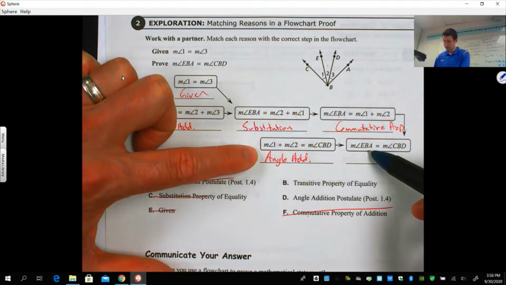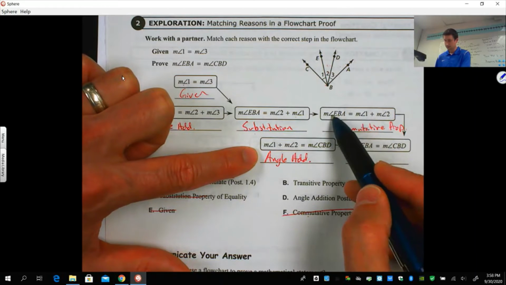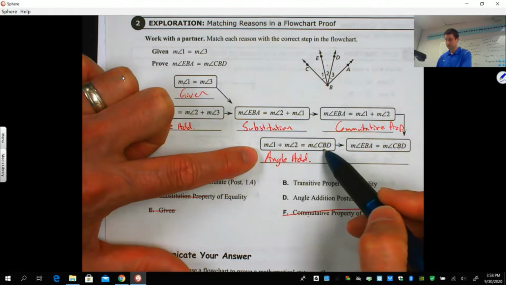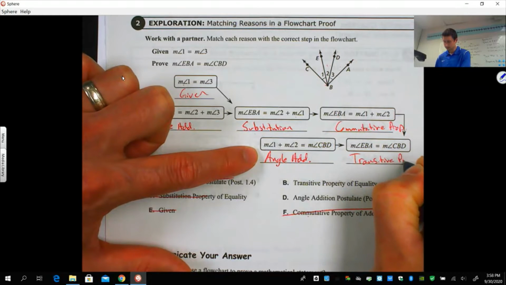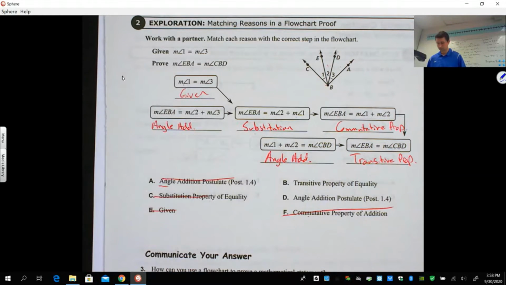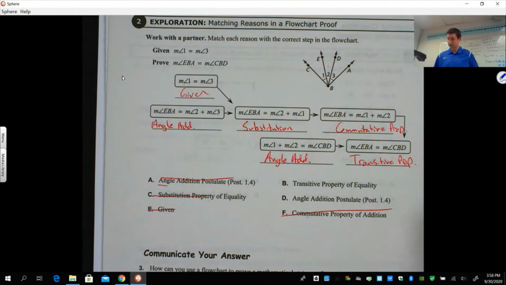And then EBA equals CBD. So if 1 plus 2 equals EBA and 1 plus 2 equals CBD, now that makes sense to be the transitive property. The whole side of it is equal to it. A lot of your examples, you will have steps and you'll just have to plug in the pieces. Sometimes you have to plug in the statements, sometimes you have to plug in the reasons.